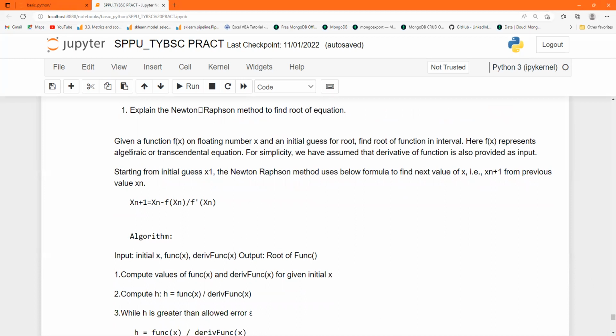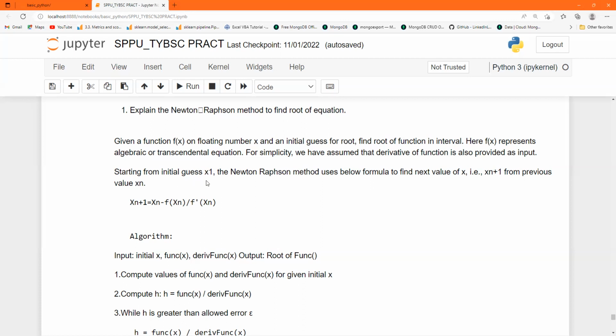What is this method? Given a function f of x on a floating number x, that means we have a function on the floating number x, and we have to guess the initial root for that function. We have to guess the initial root and then find the root of the function in the interval. Here f of x represents an algebraic or transcendental equation. It may be an algebraic equation, it may be a transcendental equation. The guess value can be anything.